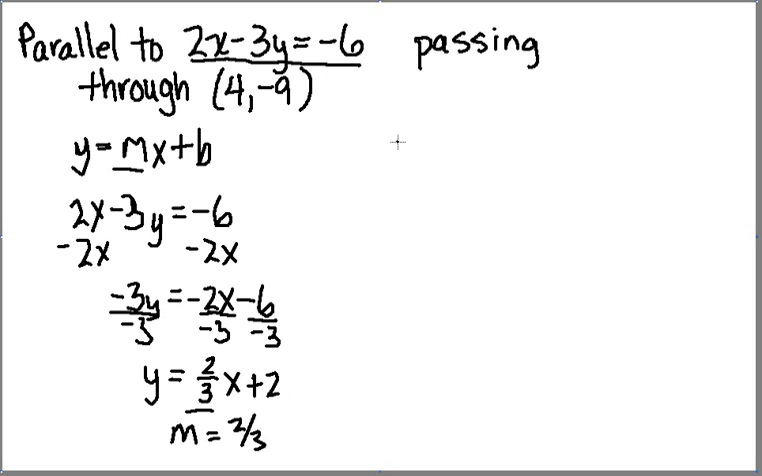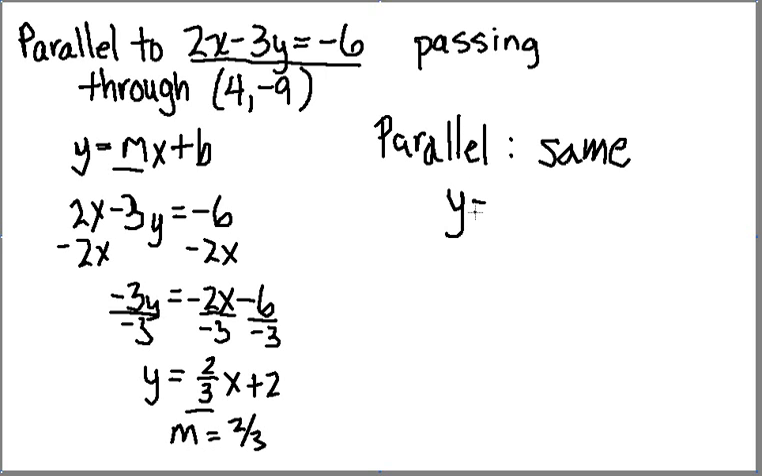Now remember, parallel lines have slopes that are the same. So in my new equation, I'm going to use the same slope. So I've got a good start. I know that y is going to equal 2/3 x plus b. How do I know that? Because parallel lines have the same slope. Now, I need to determine what my b is going to be.